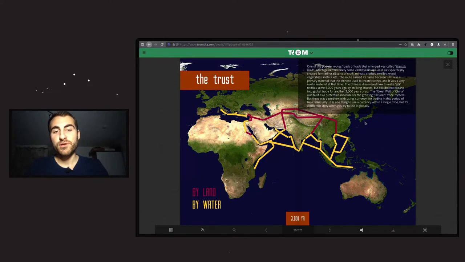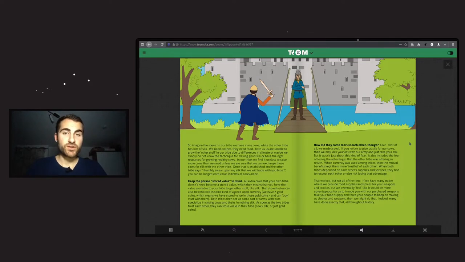But then there was a problem with using currency for trading in this period of time: insecurity. It is one thing to use a currency within a single tribe, but it's a different story when you try to use it globally. This is explained here. If one tribe specializes in producing one thing and the other tribe specializes in another thing, and they are trading that with a currency like gold coins, for example, they need to trust each other, because otherwise it doesn't work. Like, I need to trust the other tribe that I get for my, let's say, 50 gold coins, 100 cows. I need to trust the other tribe that they will give me those cows.